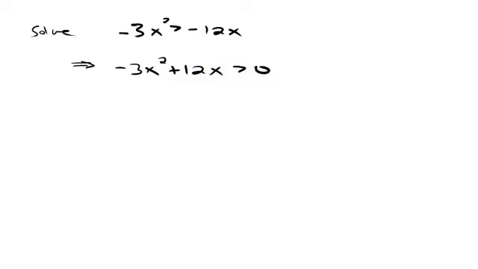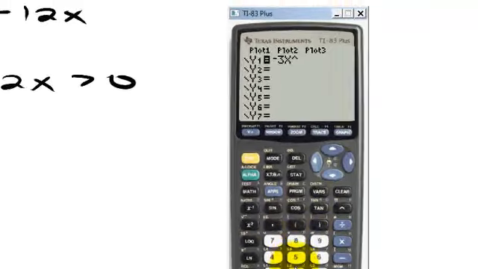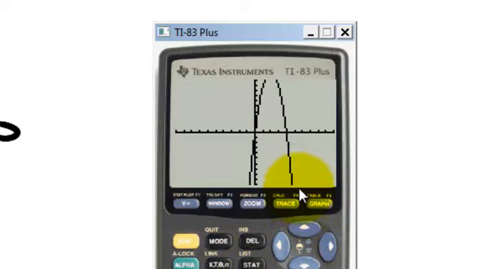Okay. Now you can go through the process of solving, but I would like to just use the graphing calculator to verify, or not to verify because we haven't found it yet, but to check our answers. So negative 3x squared plus 12x. Graph it. Okay. It looks like it goes through 0. And what is that? 1, 2, 4. Okay. Now since I'm looking for when it's greater than 0, my answer is going to be, well, between 0 and 4. And so that's what the graphing calculator says.